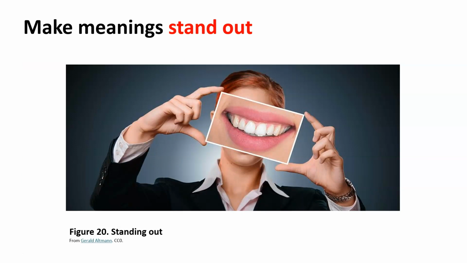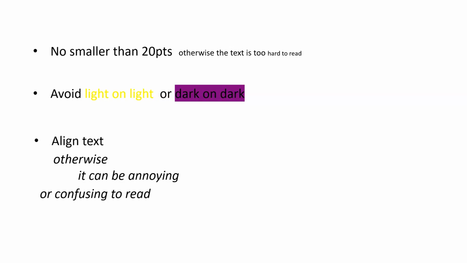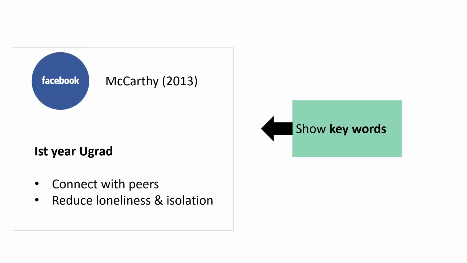Make meanings stand out, but not with too many colours or fonts. Use a font no smaller than 20 points. Avoid light on light or dark on dark. Align text. And show keywords in bold.